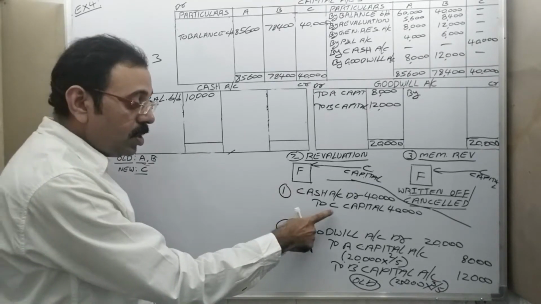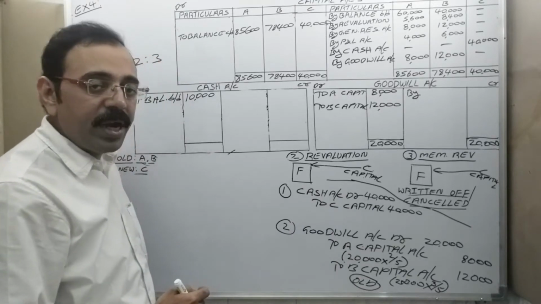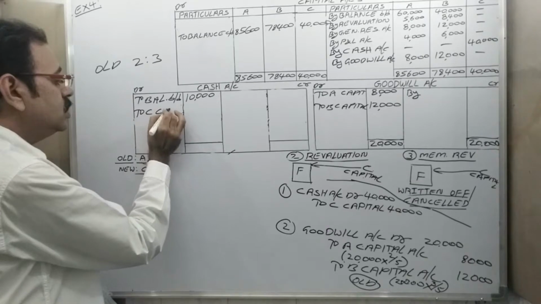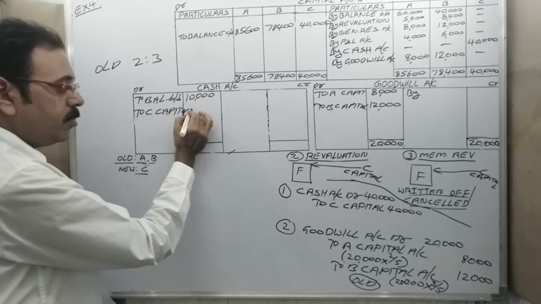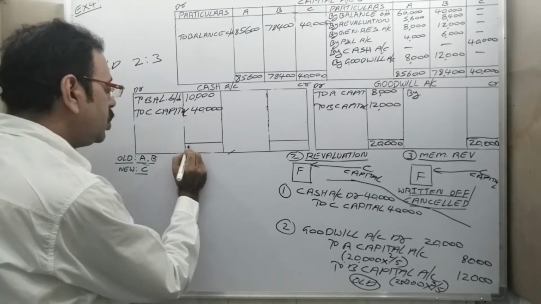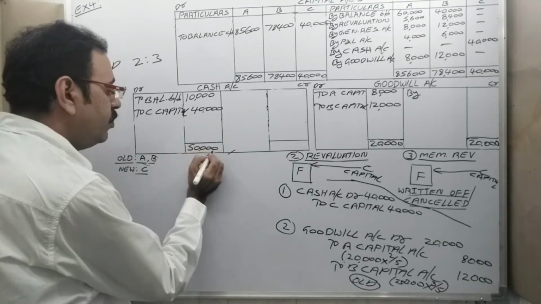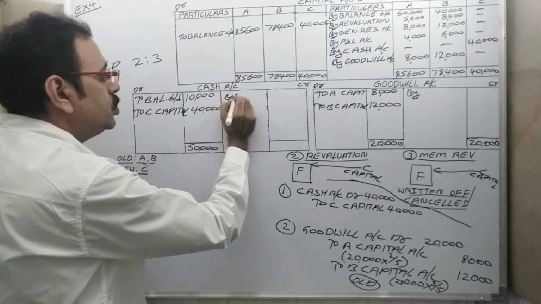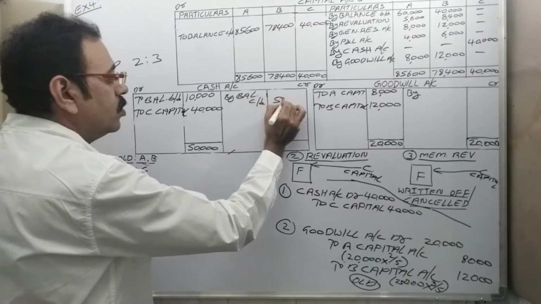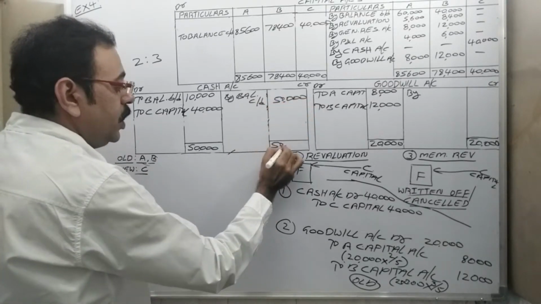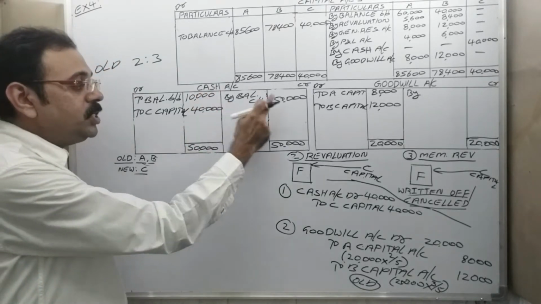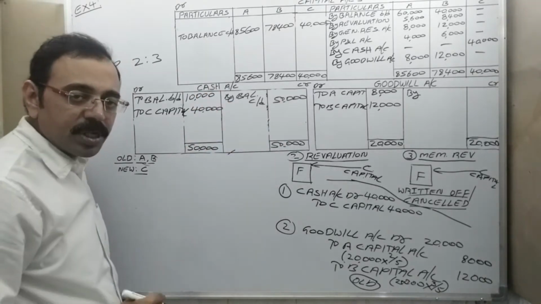Credit side what is there? Only one account. C capital. Therefore, write down that account name here. To C capital. Amount is 40,000 rupees. Now, debit total 50,000. We should write in credit side as balance carried down. In new balance sheet asset side, as a cash balance, we should write this 50,000 rupees.